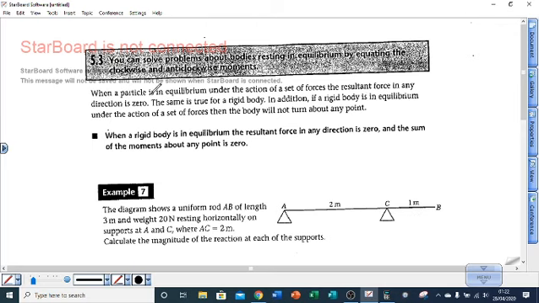So when a particle is in equilibrium under the action of a set of forces, the resultant force in any direction is zero. The same is true for a rigid body, i.e. a beam or a plank. In addition, if a rigid body is in equilibrium under the action of a set of forces, then the body will not turn about any point. Okay, when a rigid body is in equilibrium, the resultant force in any direction is zero, and the sum of the moments about any point is zero as well. That's what I've just said.